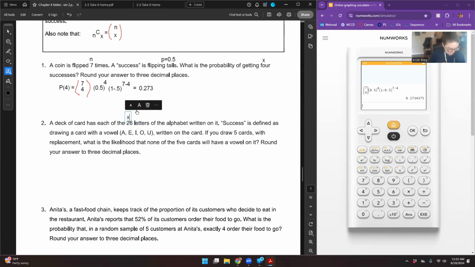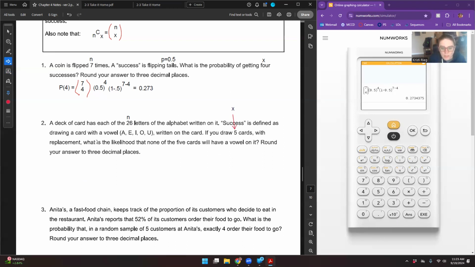Okay, so we have 26 total cards, so that's N. We're drawing 5 cards, so where's my arrow? So X is 5. And then it says we're drawing them without or with replacement. So we draw a card, stick it back in. Draw a card, stick it back in. It has to be like this for binomial distribution. We have to have the same probability throughout. So if we did it without replacement, that would mess with the probability.